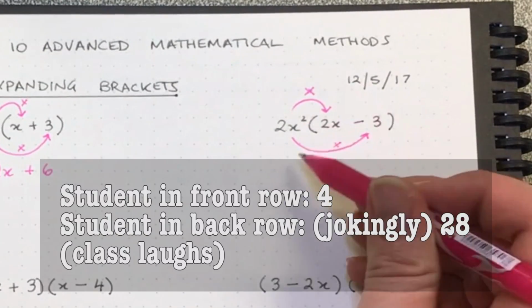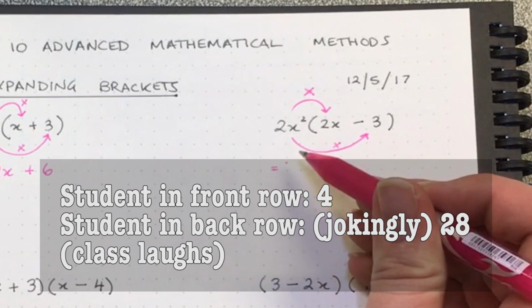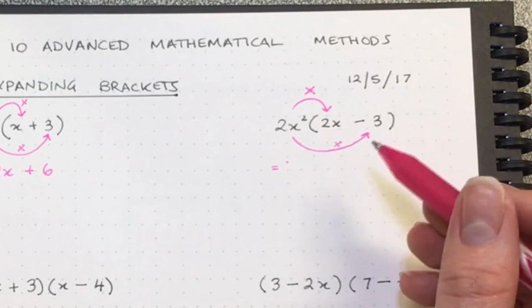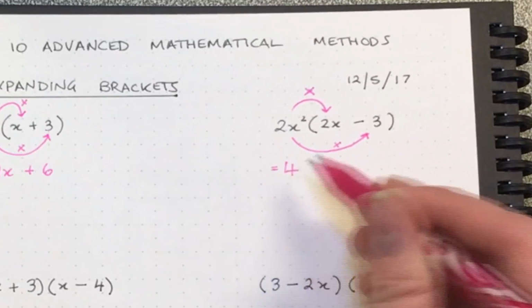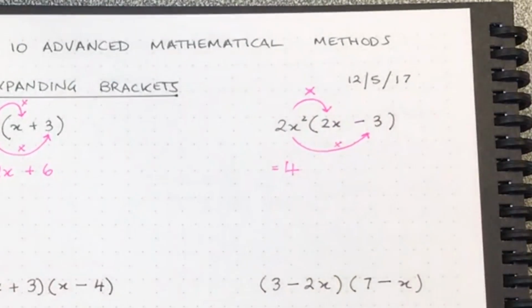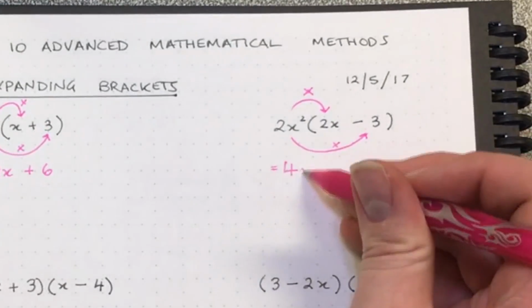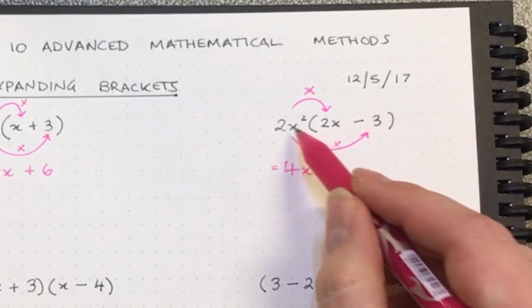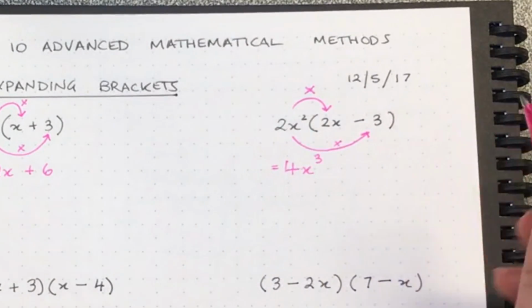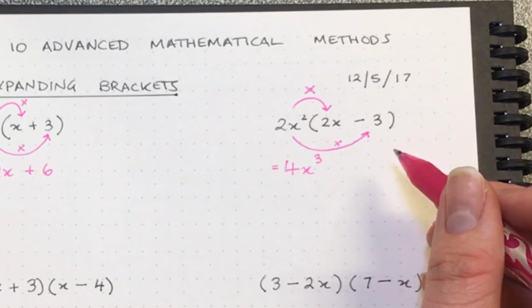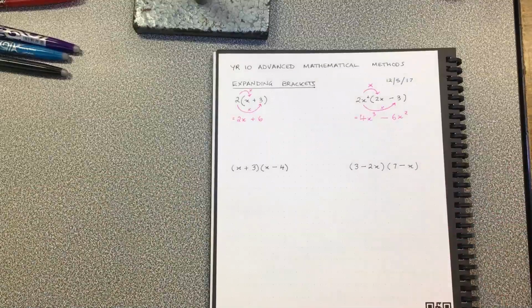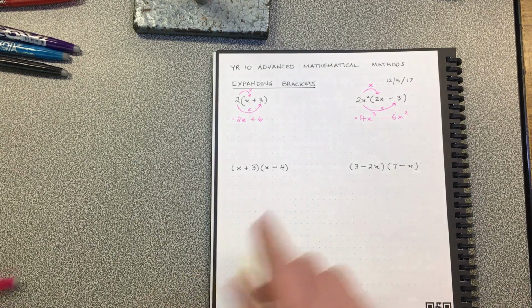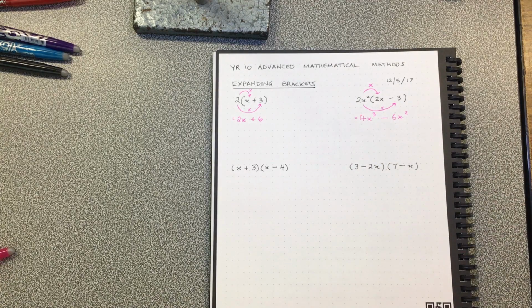So what is 2 times 2? 4. Then x squared times x is x cubed. And then 2x squared multiplied by negative 3 is going to be negative 6x squared. Okay, so there we are. So 4x cubed minus 6x squared is how we expand that.